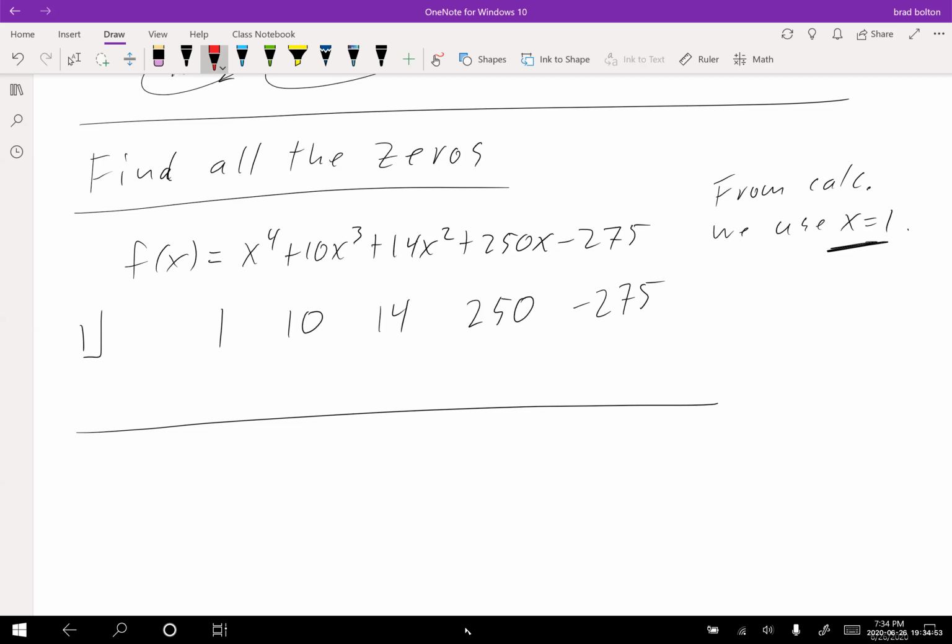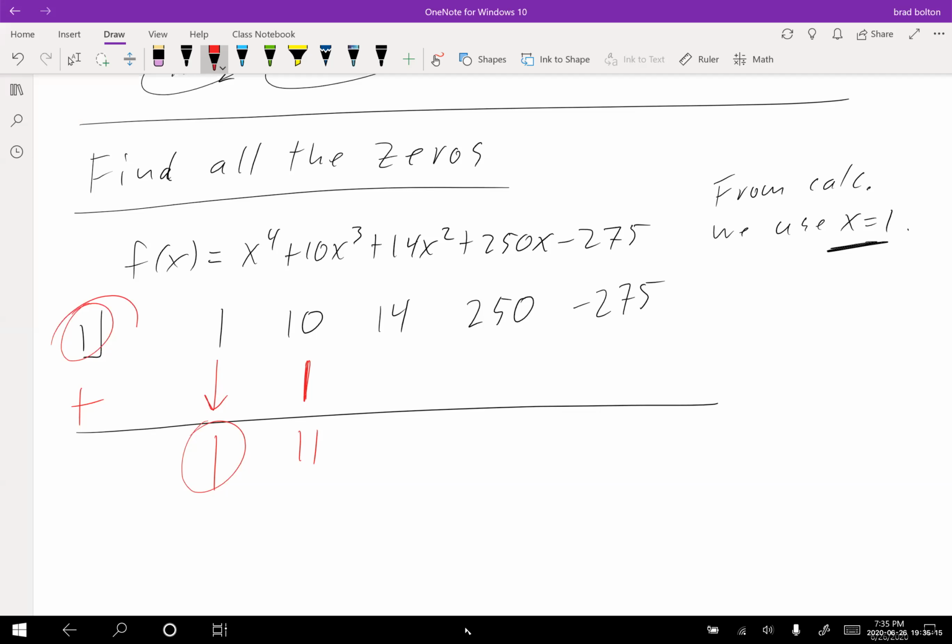You always bring down the first number, and that's why you want it to be 1. If it's not 1, we can do other stuff to get it to work, but I want to stick to this. Then you multiply this times this, and you put it right here. So 1 times 1 is 1. And then you add. So this is now addition, it's not subtraction like long division. So this becomes 11, okay?